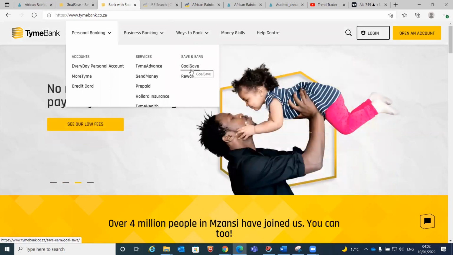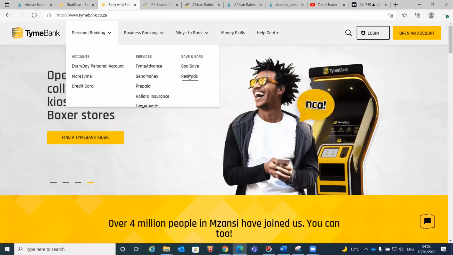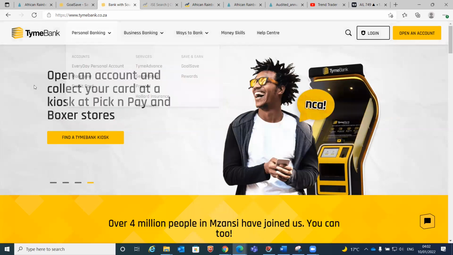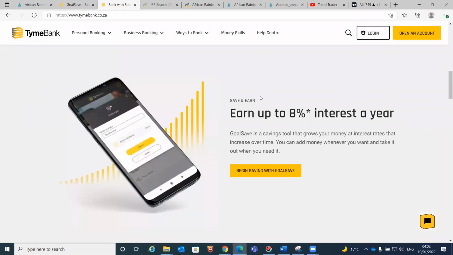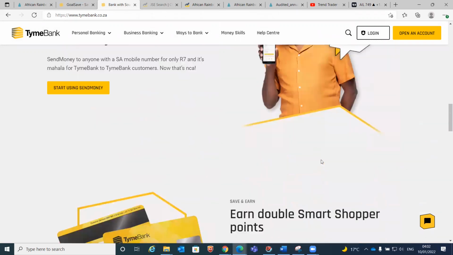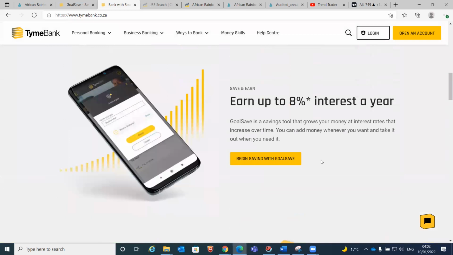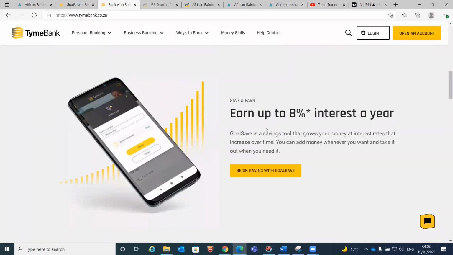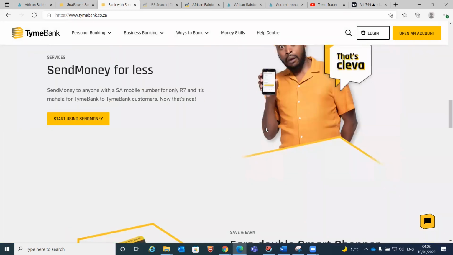And one of the things that attracts a lot of users is the goal save or savings account there, because of the high interest that you can earn from a TymeBank account. As you can see here, they say that you can earn up to 8% interest per year, which is good. You can earn that interest if you have a goal save account, but first you need to open the ordinary account for you to be able to access the goal save tool. Then there are other kinds of services. You can send money for less.